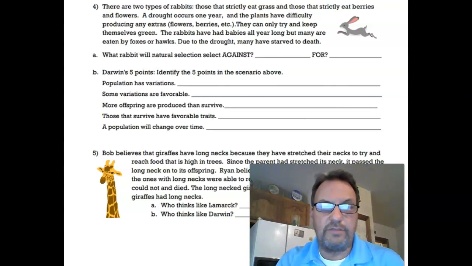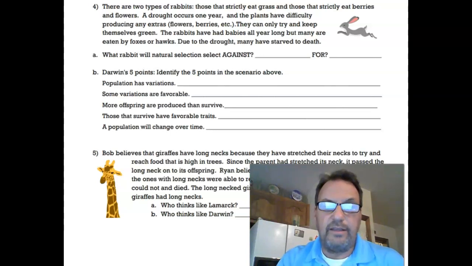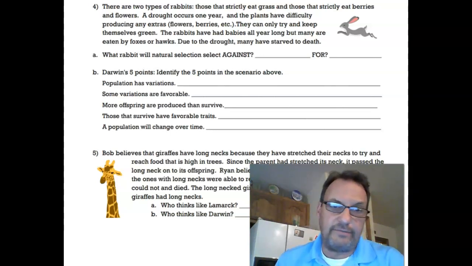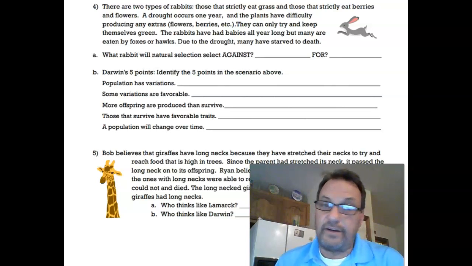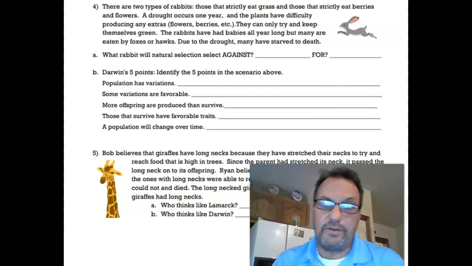So we'll talk about Darwin's 5 points. The population has variations. In this situation, we're talking about the difference being those that strictly eat grass and those that strictly eat berries and flowers. Some variations are favorable. In this scenario, for this year, it's those that eat the grass. More offspring are produced than survive. This one doesn't really have set numbers. We just know that there are a lot of them that are produced, but very few of them survive.